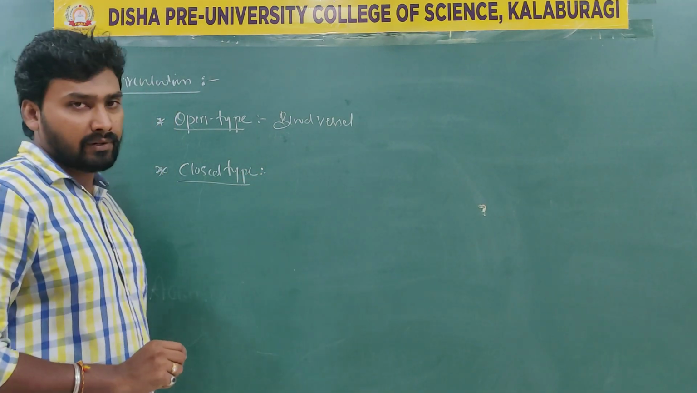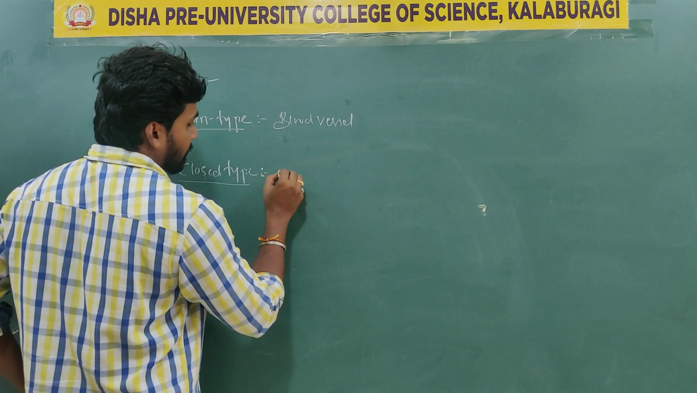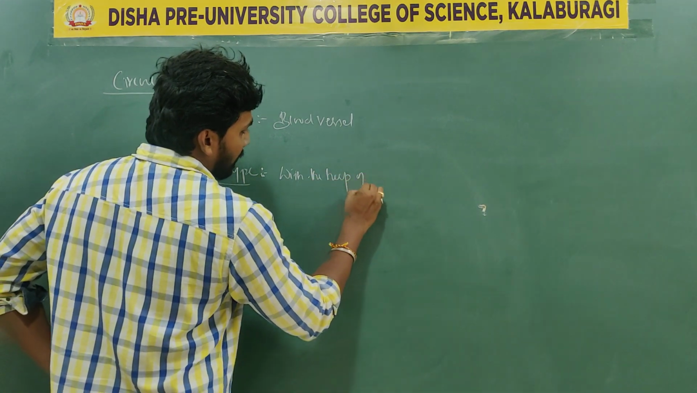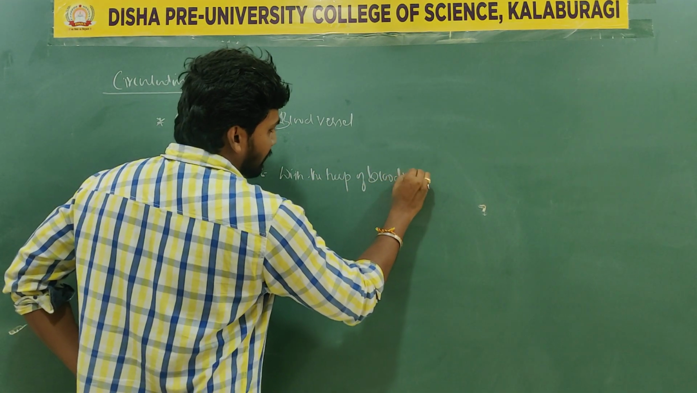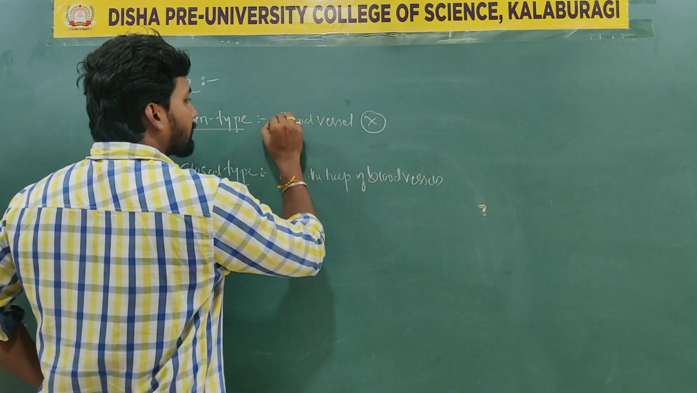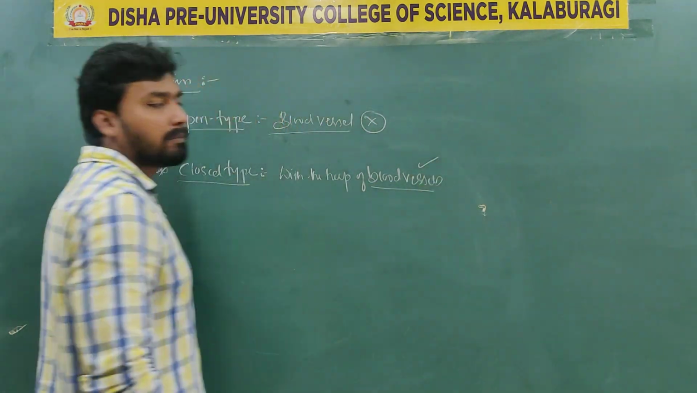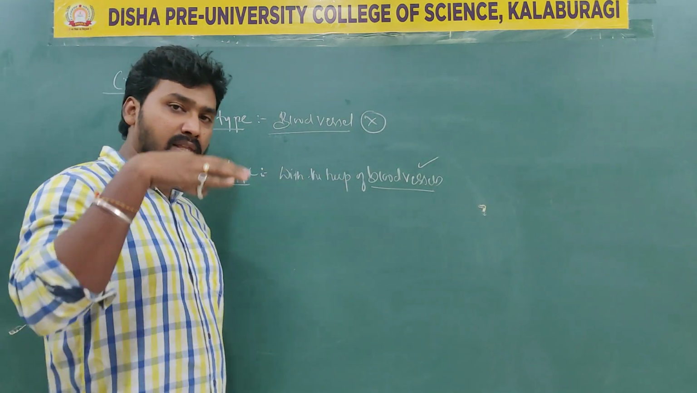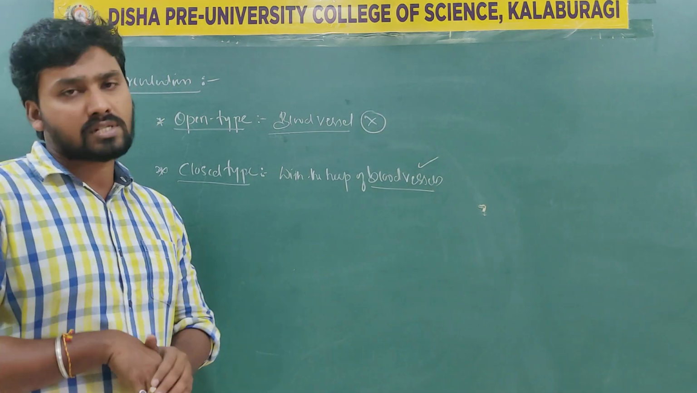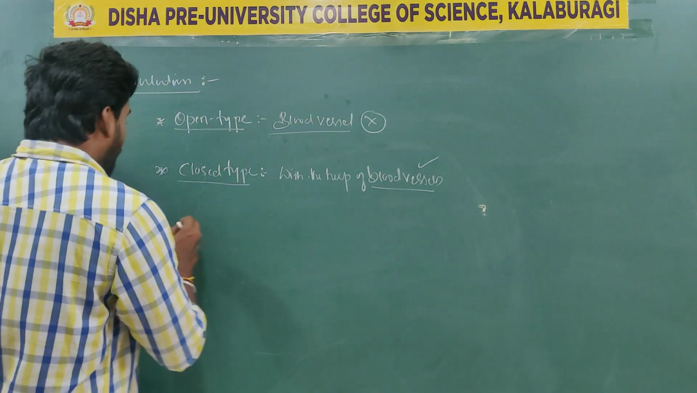Whereas in closed type of circulation, the blood circulates within the blood vessels. Here there is no blood vessel. Blood vessels are completely absent. Whereas here they do have blood vessels. Blood travels within the vessels. Okay, that's why it is said to be closed type of circulation. Here it is said to be open type of circulation.